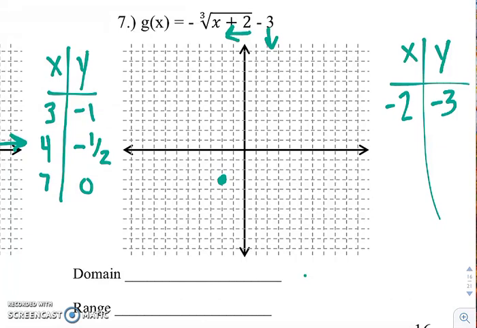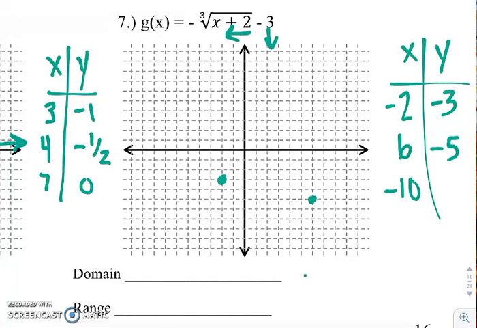And then I'm just going to pick some other points here. I'm just going to do 6 and -10, to get some negatives and positives because of the cube root. So if we do 6, 6 plus 2 is 8. Cube root of 8 is 2. So we've got -2 and -3. That gives us -5. So 1, 2, 3, 4, 5, 6. 1, 2, 3, 4, 5.